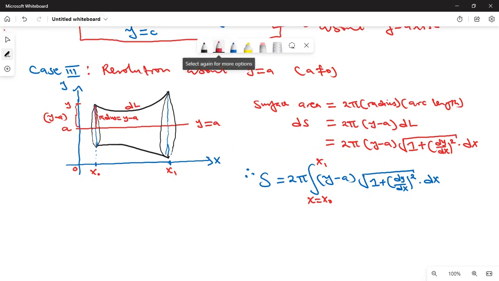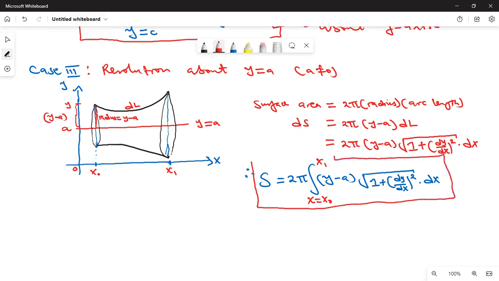So what about any other vertical line, when you're rotating about a vertical line different from the y-axis? So this is a general case of rotation about horizontal lines. a can be 0, a can be negative, a can be positive. This is the formula.